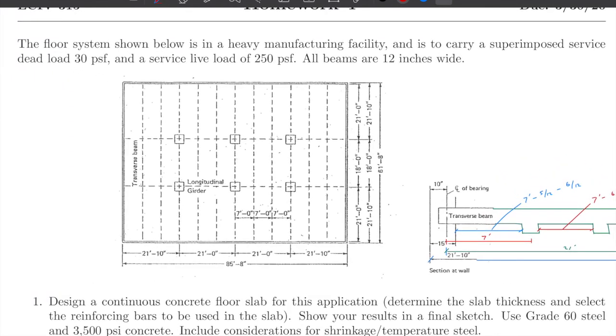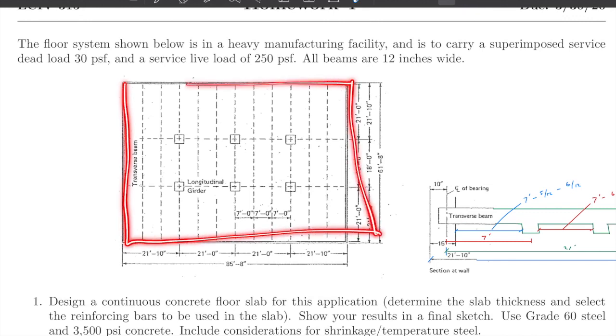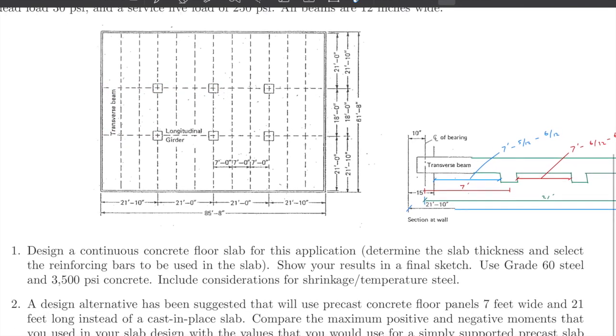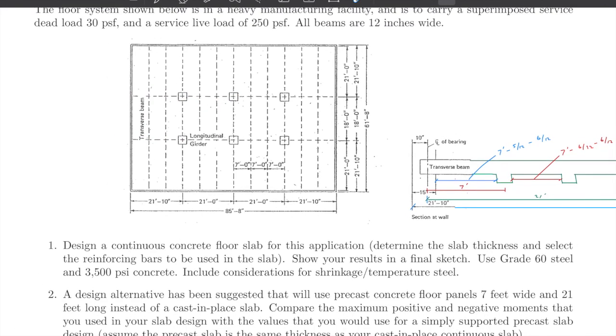So you got this overall floor like that, going around like that. And then we've got these beams, floor beams going like this, right? And then you've got these other girders that are cutting across this direction, right? And so the first part of the problem says, design a continuous concrete floor slab for this application, determine the slab thickness, and select the reinforcing bars to be used in the slab.